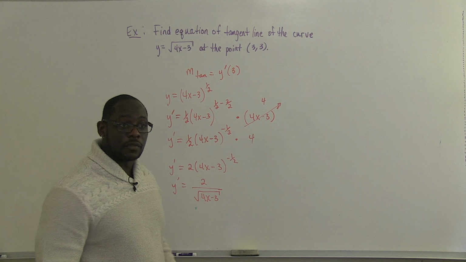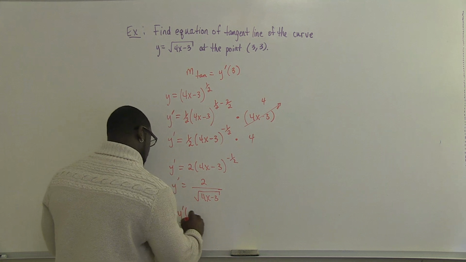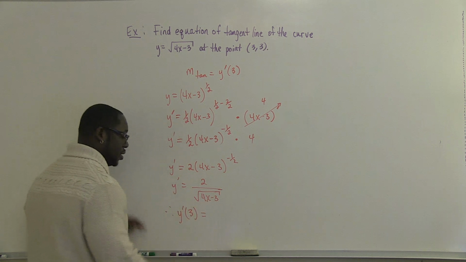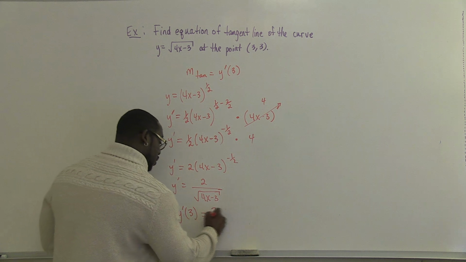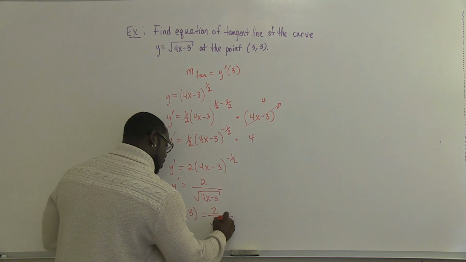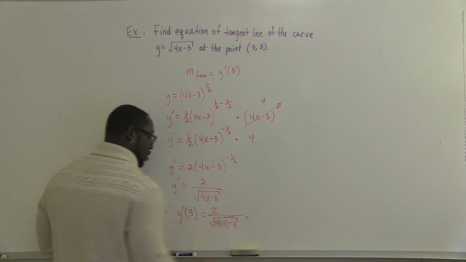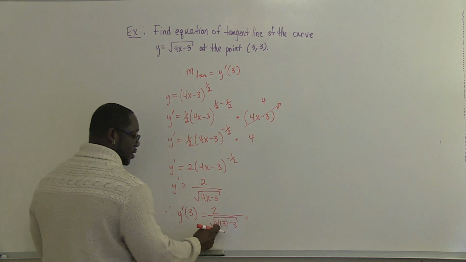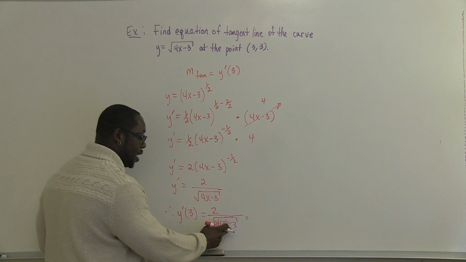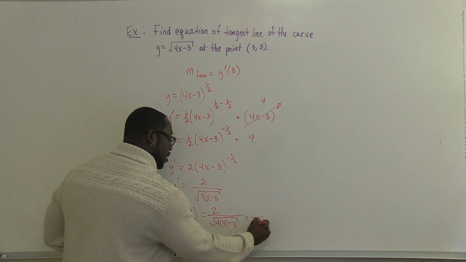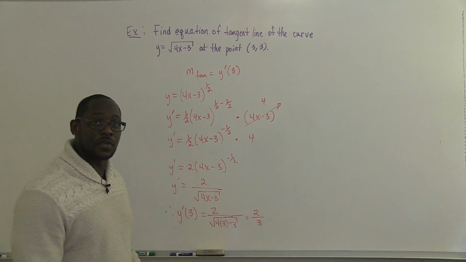So from this point, what we need to do next is evaluate this particular function when x is equal to 3. So if we go ahead and plug that in, you'll see here that we have 4 times 3 is 12. 12 minus 3 is 9, and square root of 9 is just 3. So our slope here would be a positive 2/3.